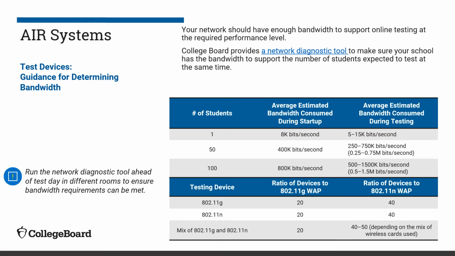Your network should have enough bandwidth to support online testing at the required performance level. These tables display the estimated average bandwidth required and recommended ratios to wireless access points. College Board provides a network diagnostic tool to make sure your school has the bandwidth to support the number of students expected to test at the same time. Ensure that your school's network infrastructure can support the number of simultaneous test takers you plan to test, and avoid areas of your school with poor network performance.